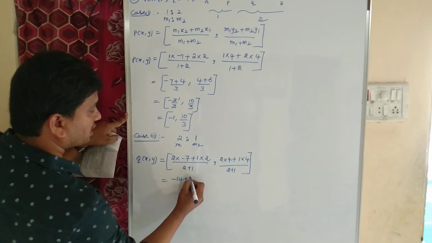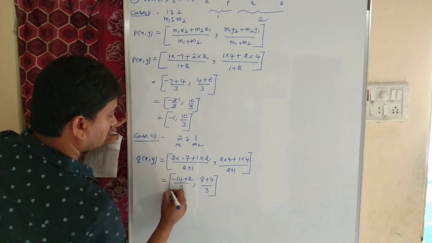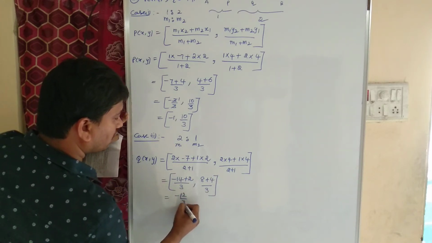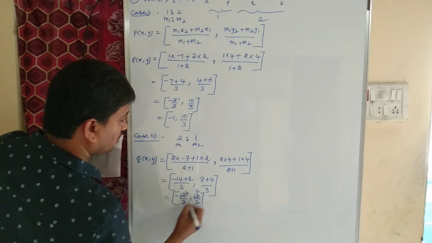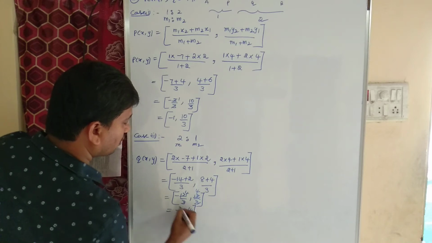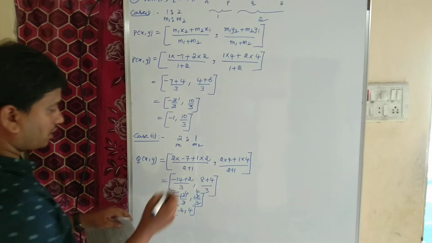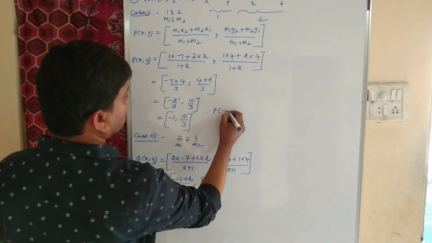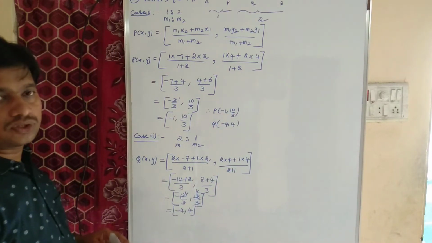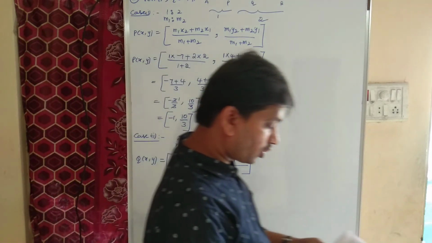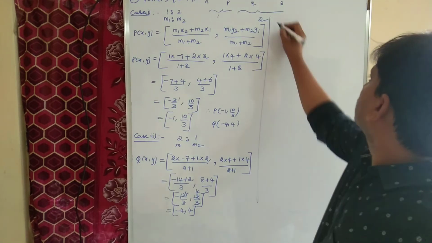Minus 14 plus 2 by 3, comma 8 plus 4 by 3. Minus 12 by 3, comma plus 12 by 3. Minus 4, comma 4. Therefore, what are the trisection points? The trisection points are P of minus 1 comma 10 by 3 and Q of minus 4 comma 4. So children, this topic is one of the most important topics, that is our trisection points. Okay. Now coming to question number 24.